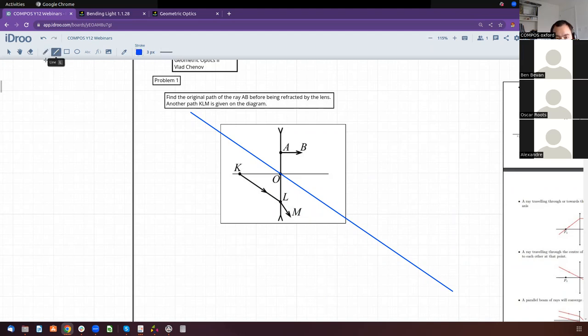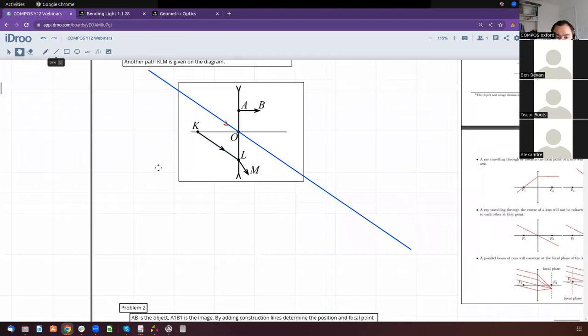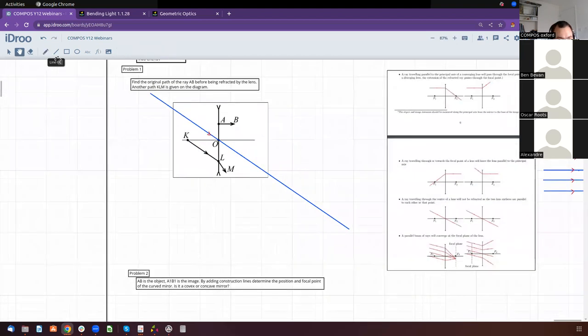We also know that parallel rays of light converge at the focal point. So these are two parallel rays of light, and they will converge at the focal plane. So what we do is we continue LM like this, and now we expand it to the left.